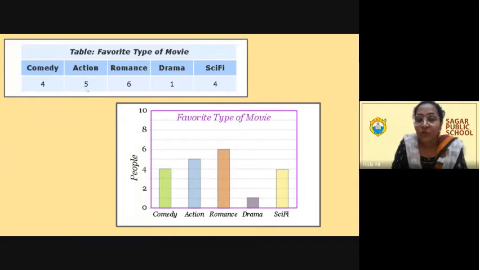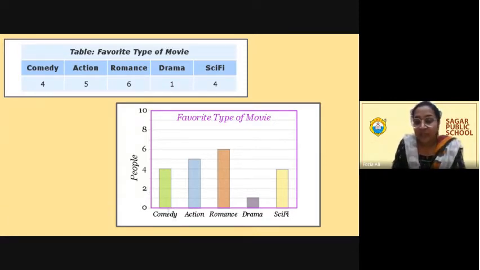Now if we are asked to make a bar graph on this particular topic, how are we going to do it? We have two things we need to understand. Here, the favorite types of movies, as you can see, are written along the x-axis, the horizontal axis. It is the x-axis where we have written the types of movies, and the number of people who like them, that is the frequency of that particular movie, is represented on the y-axis, that is the vertical axis.